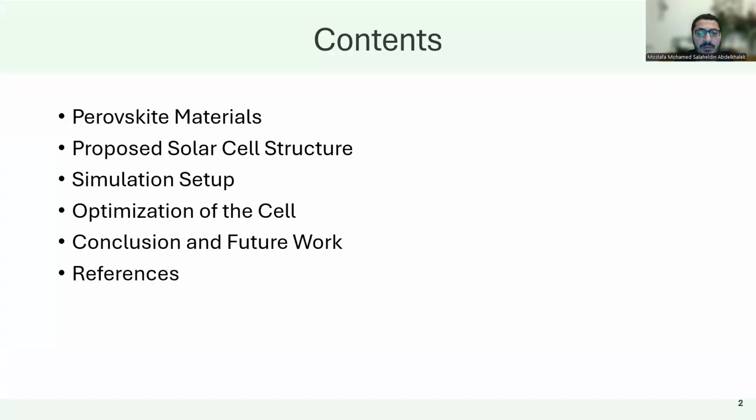The contents of this presentation are: firstly, the perovskite materials; secondly, the proposed solar cell structure; then the simulation setup; after that, the optimization of the cell; and finally, the conclusion and the future work.